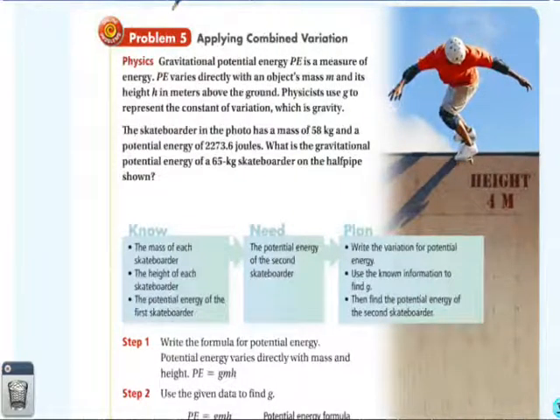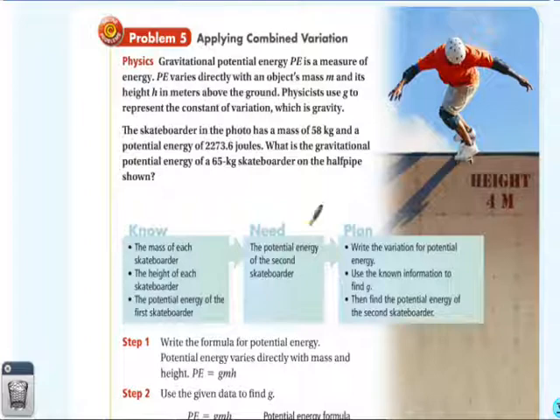So, applying a combined variation: gravitational potential energy, PE, which some of you might be talking about if you're in a physics class, is a measure of energy. PE varies directly with an object's mass and its height above the ground. Physicists use G to represent the constant of variation, which is gravity. So we're not doing this in a zero gravity chamber. The skateboarder in the photo has a mass of 58 kilograms and a potential energy of 2273.6 joules. What is the gravitational potential energy of a 65 kilogram skateboarder on the half pipe shown?